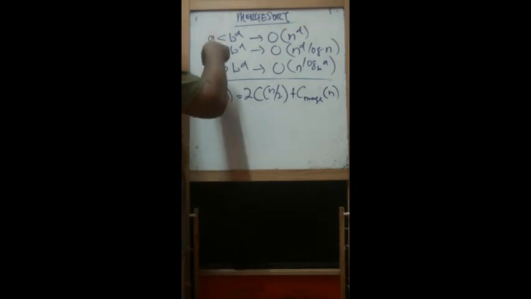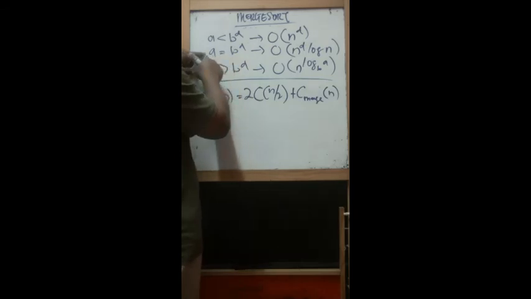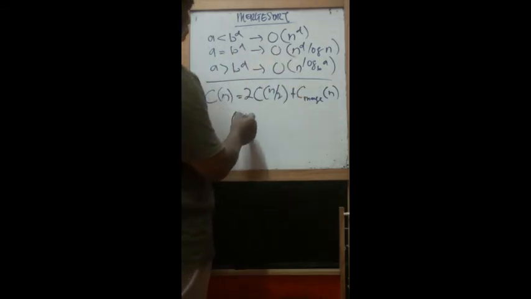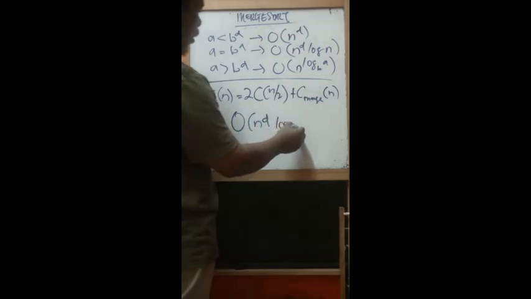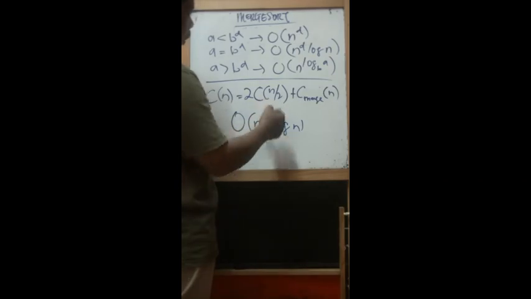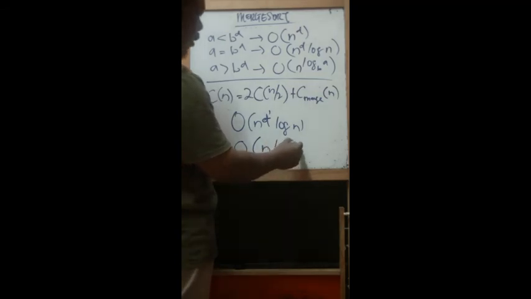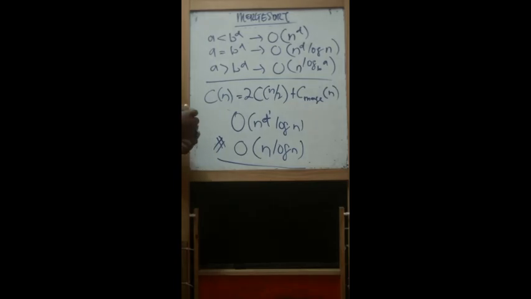So we need to check which condition. With a equals 2 and b equals 2, it meets condition number 2. So we end up with O of n to the power of d times log n. d is 1, so n to the power of 1 is n. So we can conclude that this is O of n log n. This is the worst case of merge sort. The worst case scenario of merge sort is n log n.